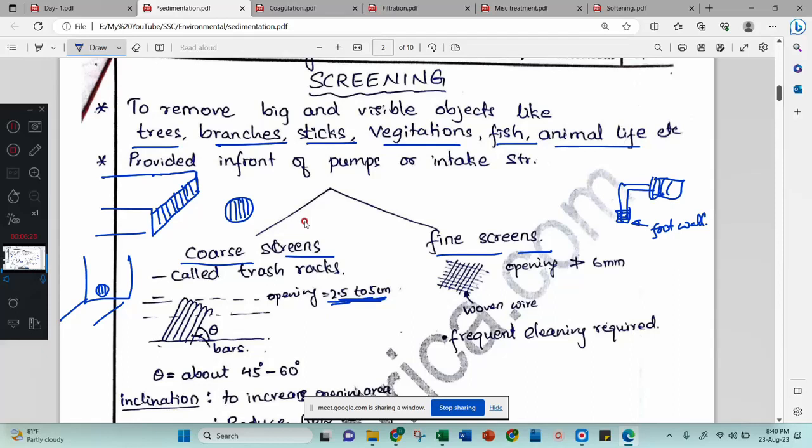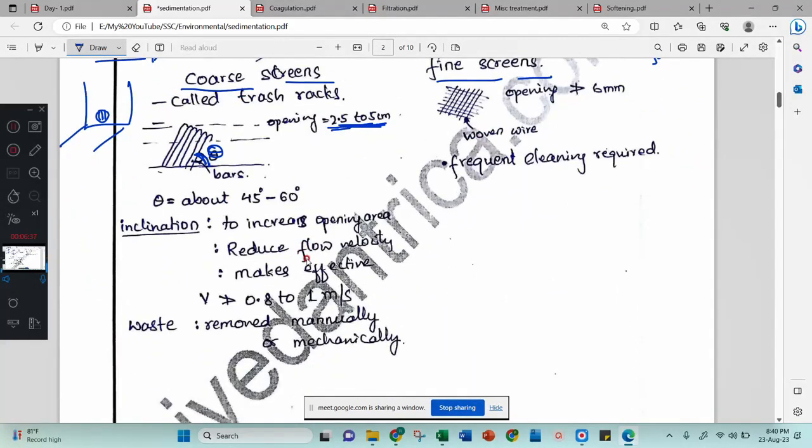Usually these screenings will be made inclined with some angle theta, so that you can have other benefits like increasing the opening area. Why? Because here this is a vertical screen for this much depth of water. Then if I make the same screen inclined, see, the opening area is more here compared to this one. Because of that, we make some inclination. Then it reduces the flow velocity, because the area is increased, and the removal also will be very effective. If it is inclined, you can remove it very easily.